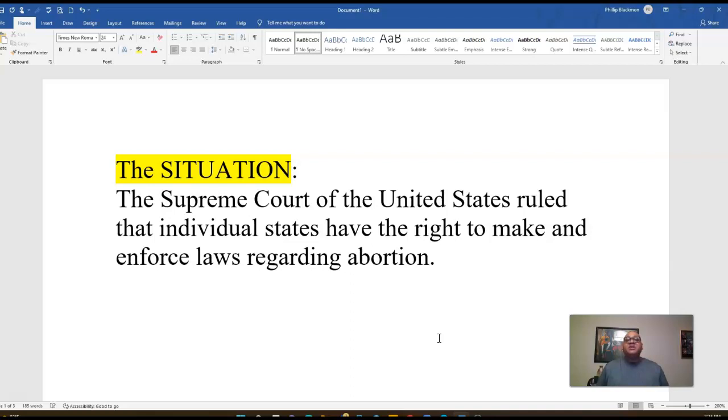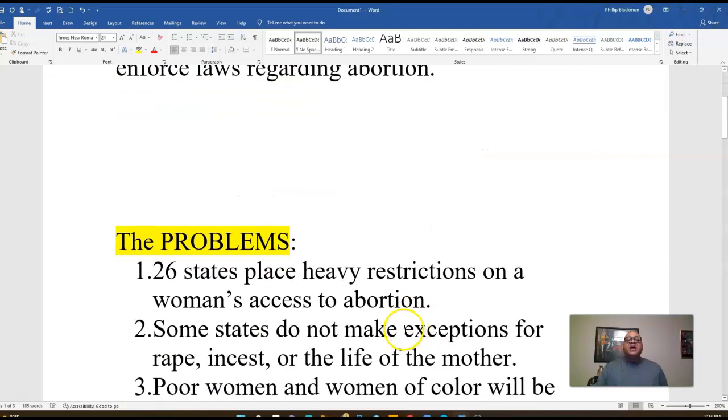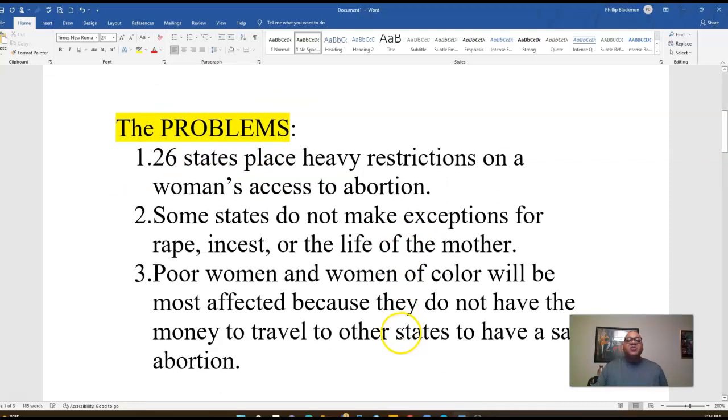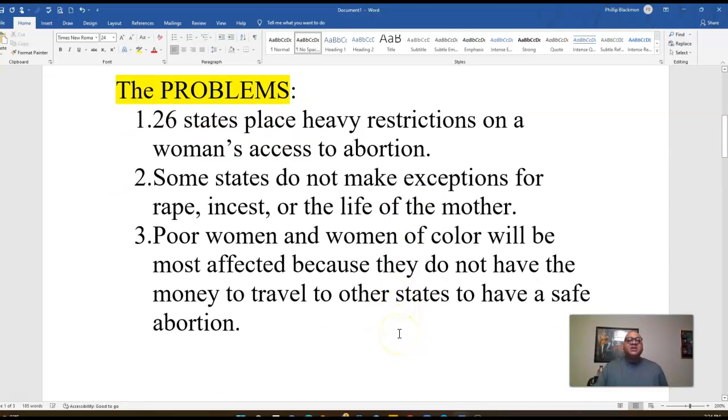When you look at your topics for your paper, the first thing you need to do is establish what the situation is. What is the situation that is causing problems for the people you're going to write about? Once you firmly establish what the situation is, you're going to move on to the problems that this situation creates. For the problems with overturning Roe versus Wade, I only list three here that I want to cover with you.